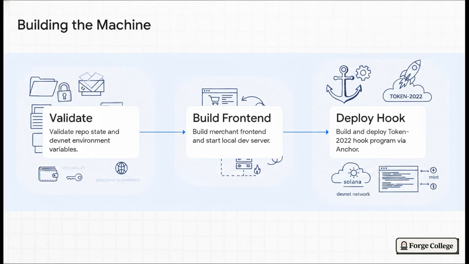We always start by validating our repository and double-checking those environment variables. Things like your dev wallet and merchant key pair path are super common failure points, so we need them perfectly dialed in for Devnet. Next up, we spin up our front end by starting the local dev server so we can physically see the checkout running in a browser. Finally, we take our hook program, build it out with Anchor, and deploy it straight to the Devnet. Once it's living up there, we just use the SPL token CLI to create our mint, making sure those token 2022 extensions are fully enabled.